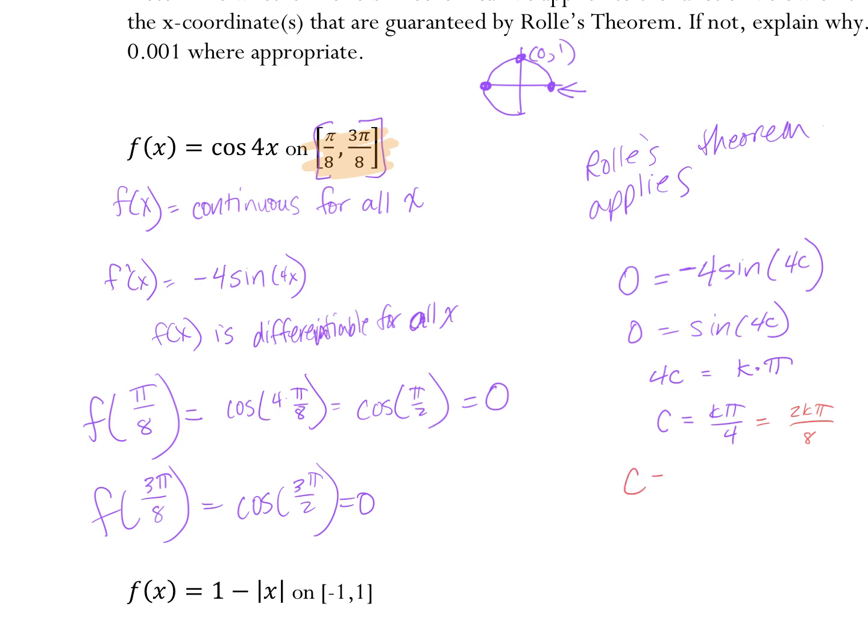So which values of c are inside our interval of pi over 8 to 3 pi over 8? Just the 2 over 8, yeah? Any other value would be outside our interval. So the only value for c that works in this case is pi over 4, because that's the only one that's inside that interval. Does this feel okay?